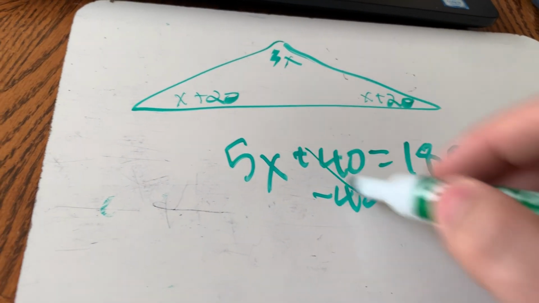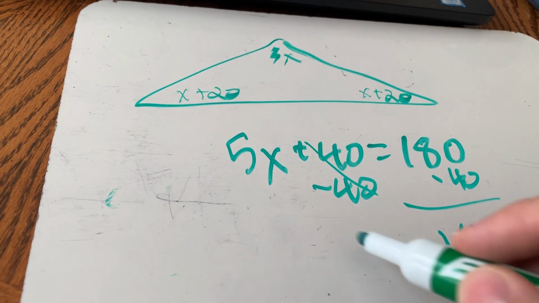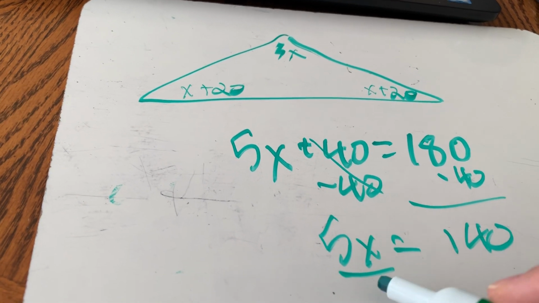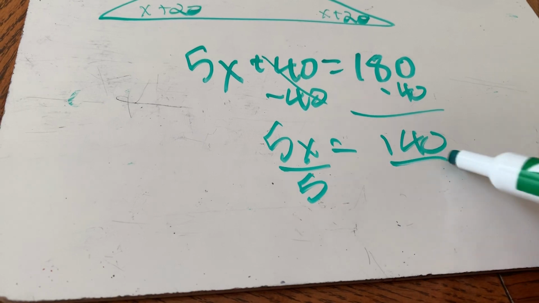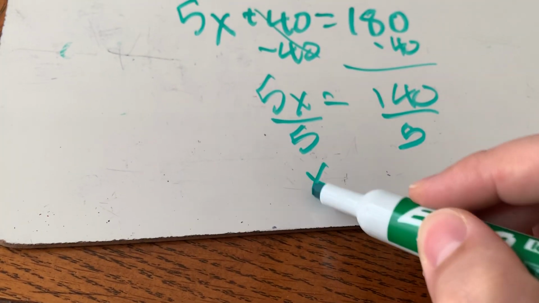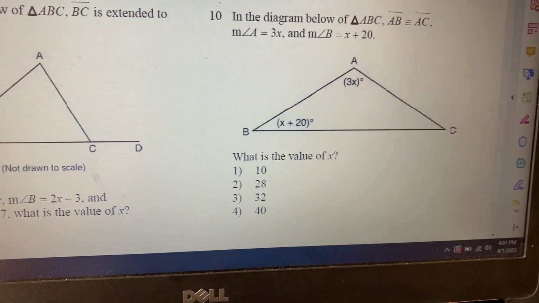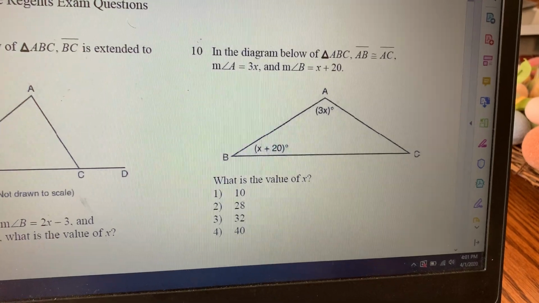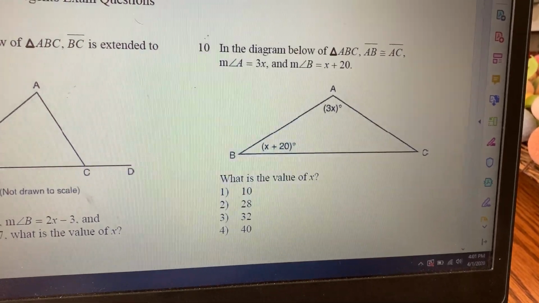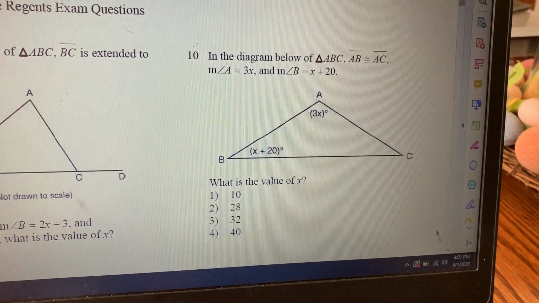Subtract 40 from both sides. 5x equals 140. Divide by 5. X is 28, which is an answer choice. Answer choice number 2, or B. Okay? Again, if they were actually A, B, C, D. So 1 does not, 3 or 4.